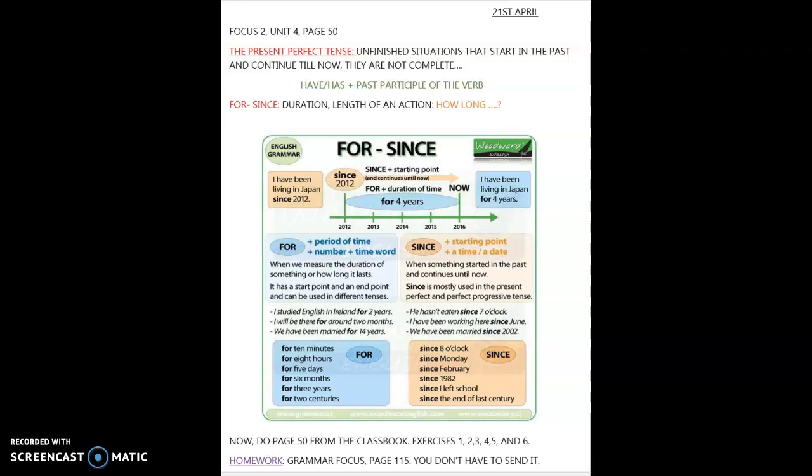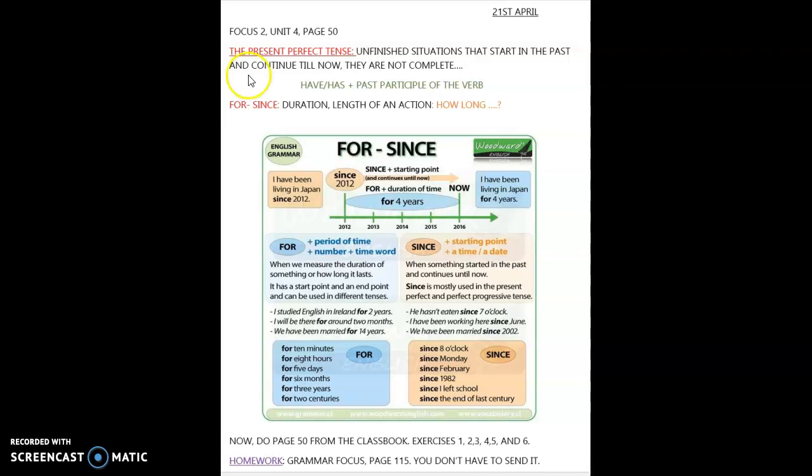Well, we are going to open the books. Focus 2 is our book, Unit 4, page 50. You have been studying or reading The Hobbit House. Very good for those of you who sent the task. And today we advance a little bit more. Remember, we are on page 50 from the book.